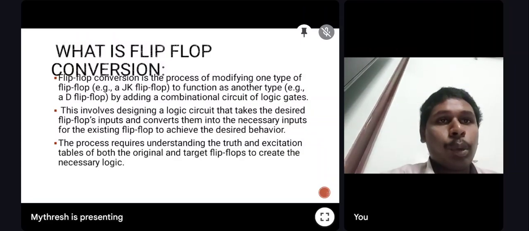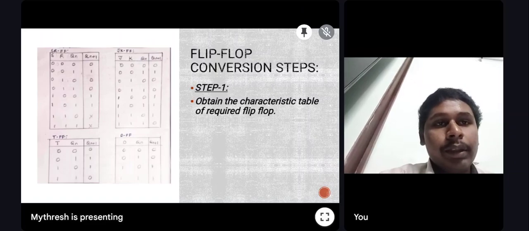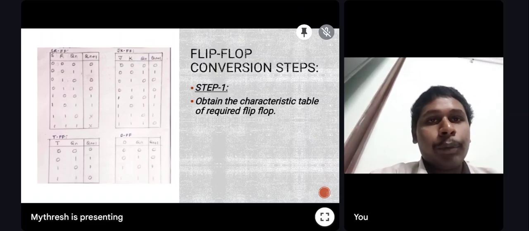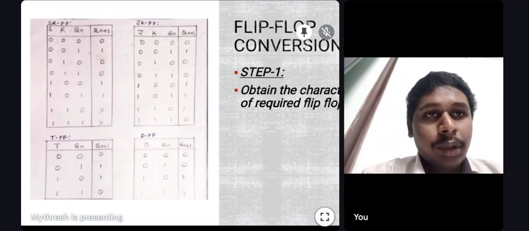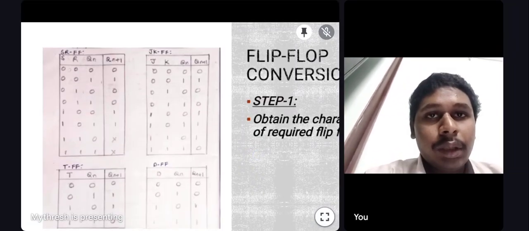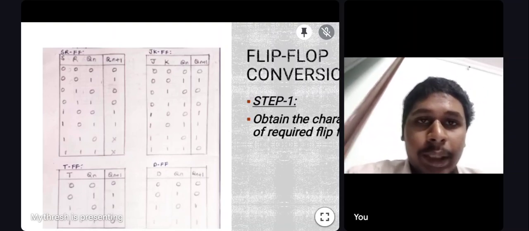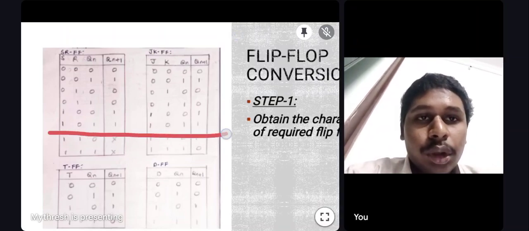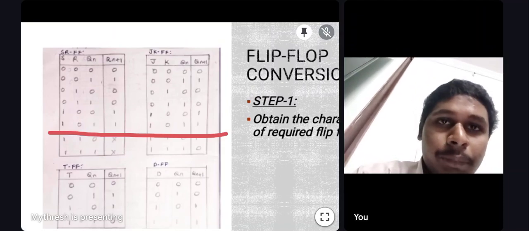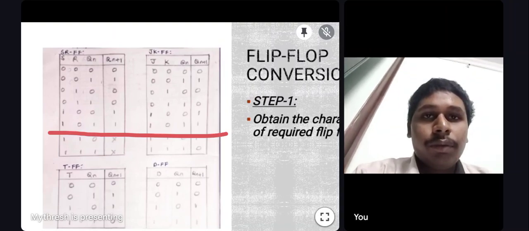So let us see the steps required. The first step is as follows. First, we have to obtain the characteristic table for the required flip-flop. I'm going to give a brief method to remember these characteristic tables for the flip-flops, by comparing between the flip-flops. So let us compare the SR flip-flop and JK flip-flop. In the SR flip-flop, the main difference occurs below this line. The upper part is always the same. So I'm going to give a small technique for remembering this upper part.